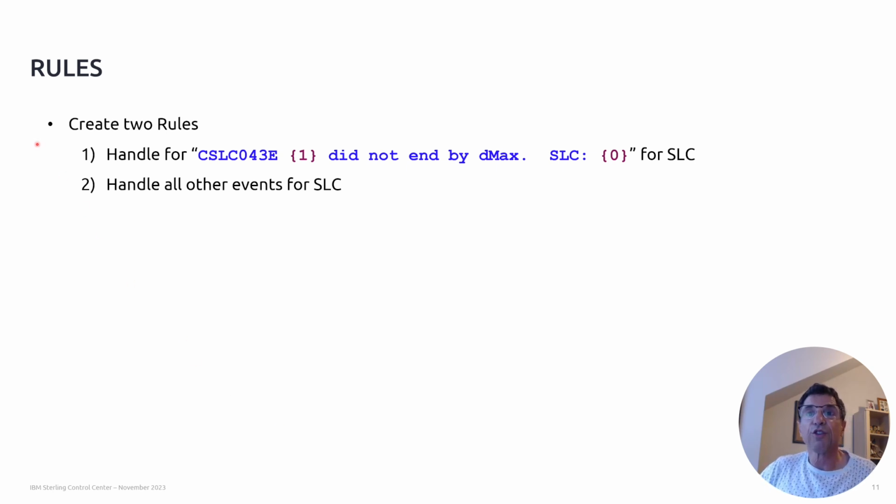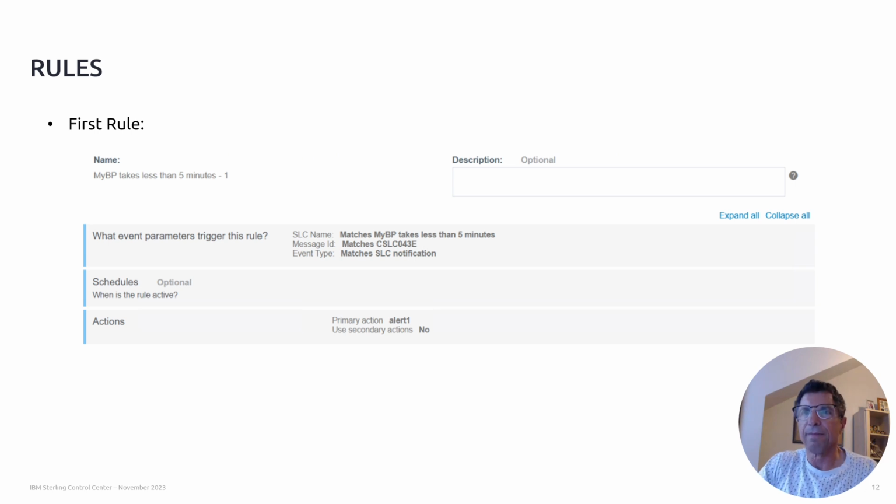Next, we need to create 2 rules. One to handle the did not occur event that says whatever the SLC service is watching for, if it doesn't end by Dmax. So we're going to write a rule to watch for CSLC 034E. And then we're going to have one other rule to catch all the other events related to this SLC so they don't accidentally trigger some other rule that we have. So we need 2 rules, one to watch for the did not occur event and one to watch for all the other events for our SLCs.